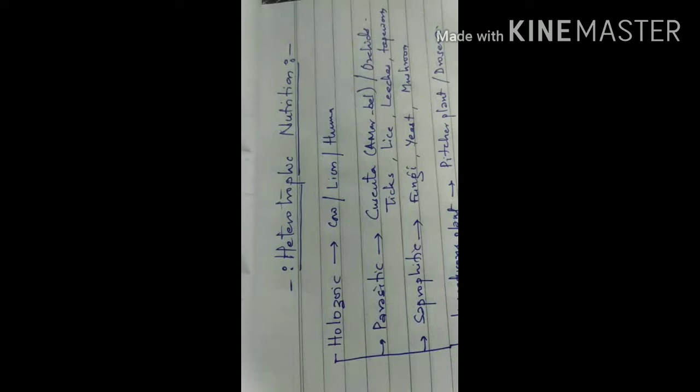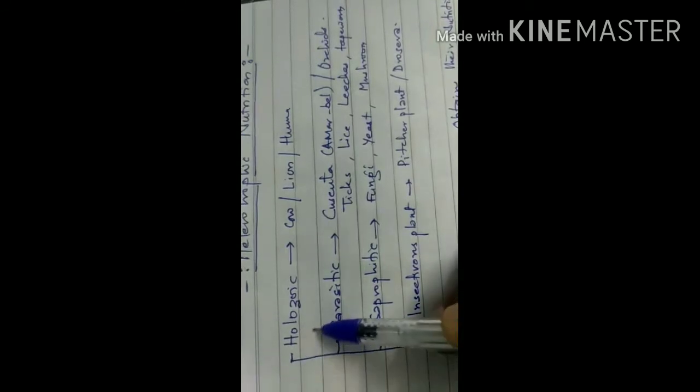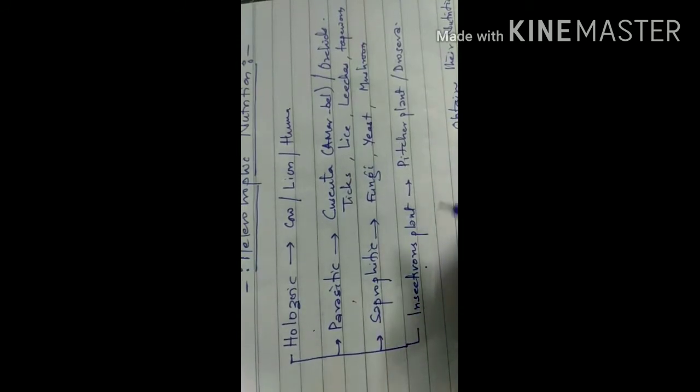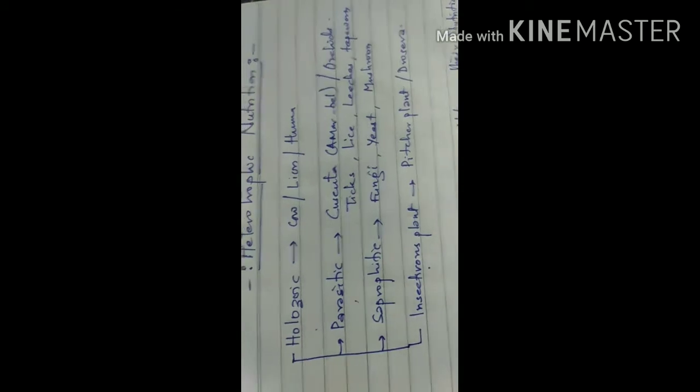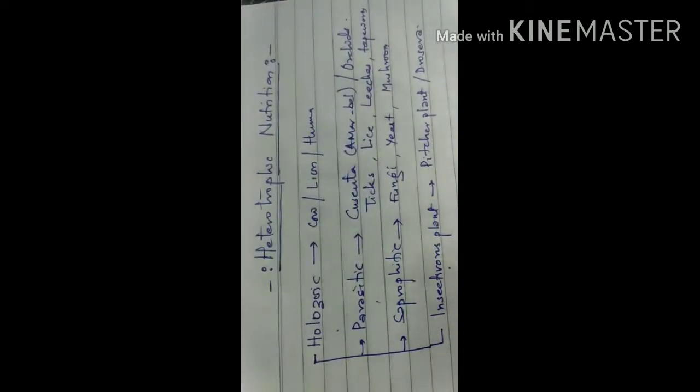Although we have already discussed heterotrophic nutrition, again I want to make it clear that heterotrophic nutrition has 4 different categories: holozoic nutrition, parasitic nutrition, saprophytic nutrition and insectivorous nutrition. These are the 4 different types, because all of these depend on others for their food, meaning they cannot synthesize their own food. All green plants and blue green algae or bacteria which are capable of producing their food are known as autotrophic, and those who depend on plants and their products are known as heterotrophic.